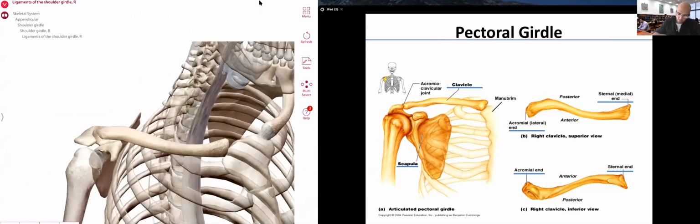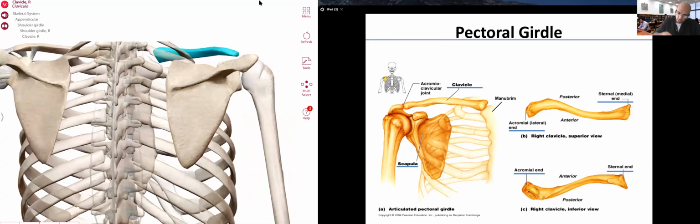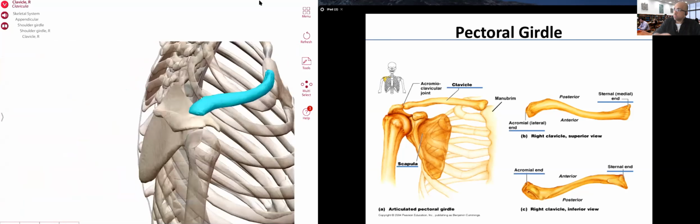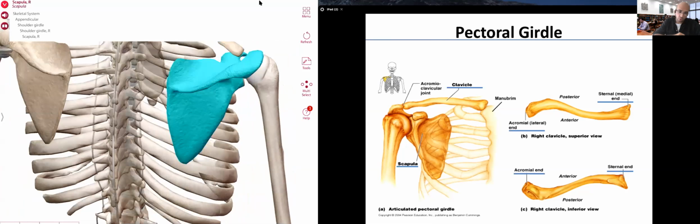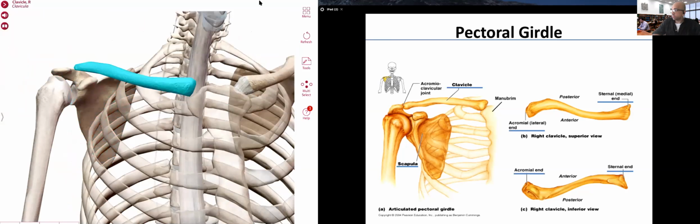Looking on here. First bone that shares in the pectoral girdle is going to be the clavicle or the collar bone. And second bone that shares in the formation here of the shoulder is going to be the scapula or the shoulder blade. So we've got two main bones on here that we're looking at. We've got the clavicle, we've got the scapula. If we're looking at the clavicle, clavicle has two ends.